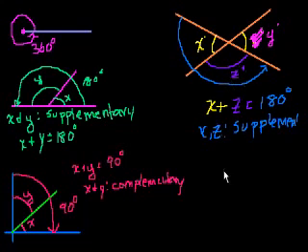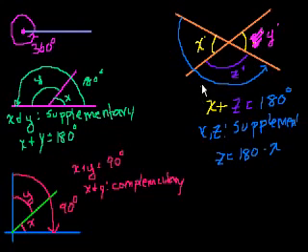So what do we know about z? Well, z is equal to 180 minus x, right? Because x plus z is 180. Fine. Now, what's the relationship between z and y? Well, z and y are also supplementary.